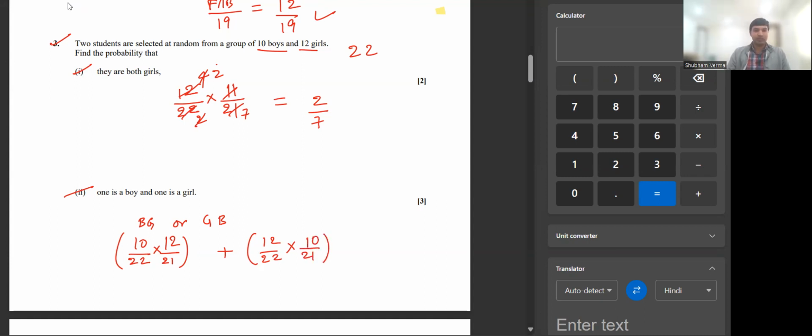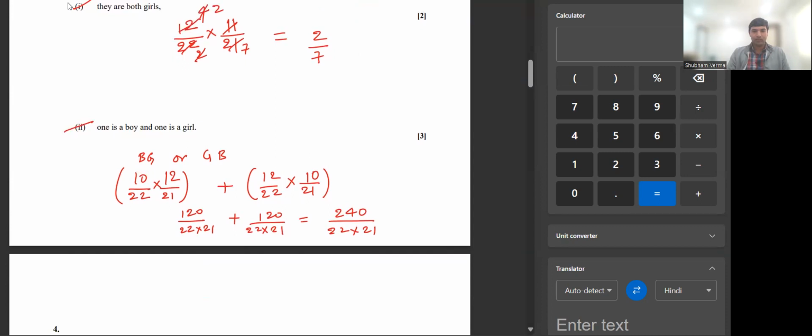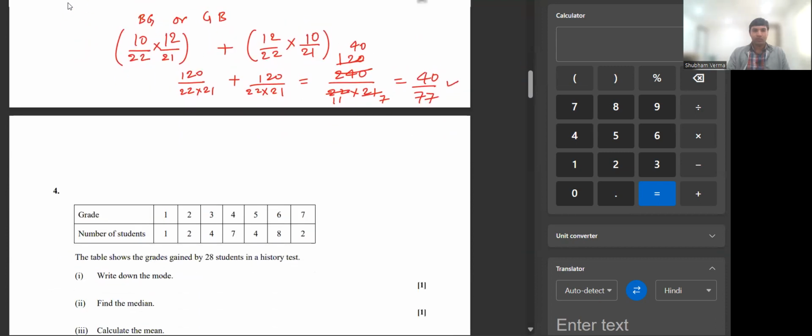So this is nothing but 120 divided by 22 into 21 plus 120 divided by 22 into 20, which is nothing but 240 divided by 22 into 21. If we simplify this further, we'll get, with 2 into 120 and then 11. Then with 3 sevens are 21, 3 fours are 40. So we get 40 divided by 77, and that is our answer. I hope you got this one.